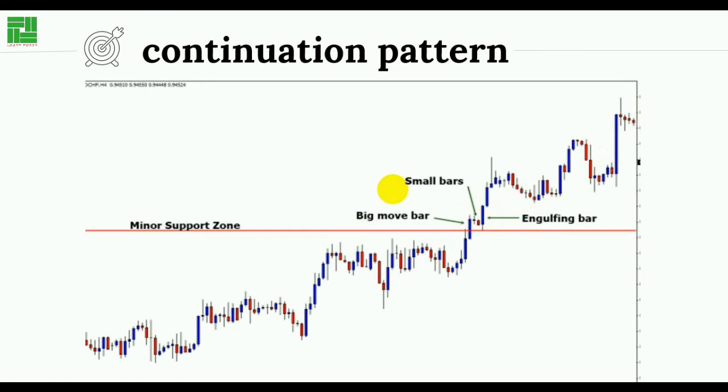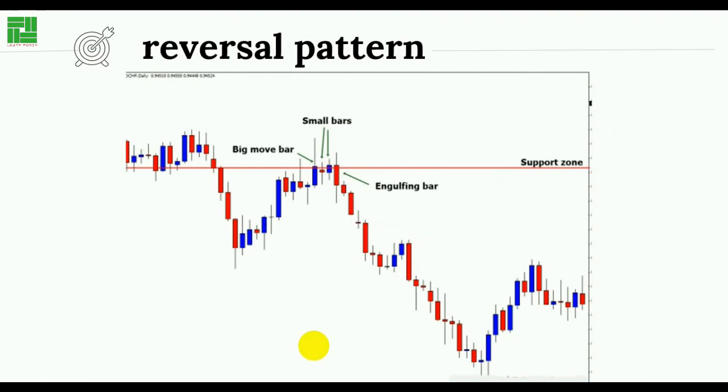This is USD CHF on the H4 time frame. Finally, check out the reversal pattern. This chart shows you the sandwich trade setup acting as a reversal pattern. After the market pulls back to the support or resistance zone, the market tries to break this support level but cannot, and makes some small bars. Finally, by engulfing the small bars, the market changes the direction of the trend. So this is a good example of a reversal setup.